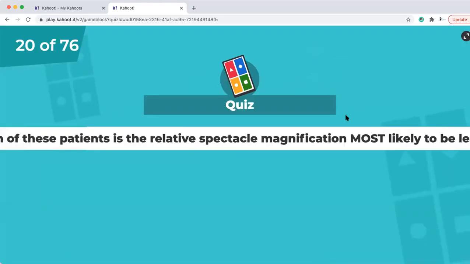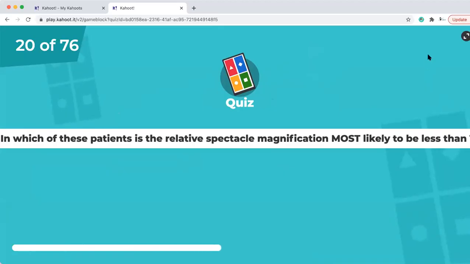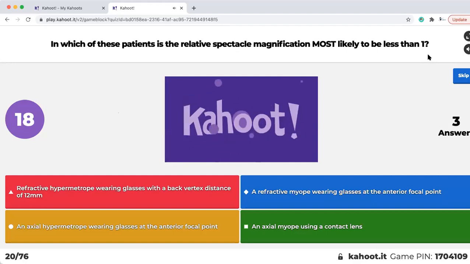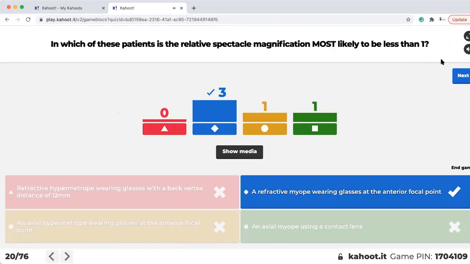Okay, so let's move to the next question. Okay, so I don't know why this question was very rapid. Maybe I just didn't adjust that timing.